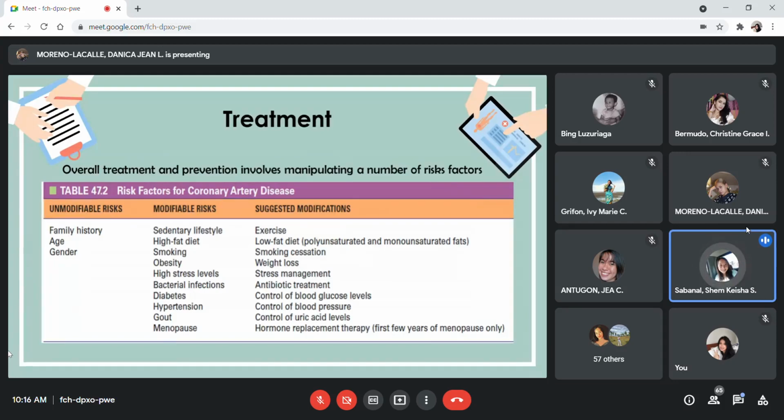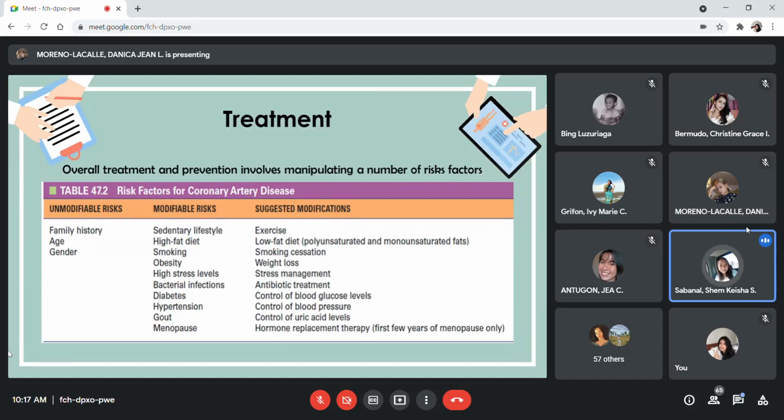So, if we have these risk factors, how do we treat coronary artery disease? So, at present, there is still no known exact cause as to why we develop coronary artery disease. But aside from drug therapy, of course, overall treatment and prevention as well involves the manipulation of a number of risk factors. So, of course, because we have modifiable risk factors, meaning there are still things that we can do to prevent or to treat coronary artery disease.